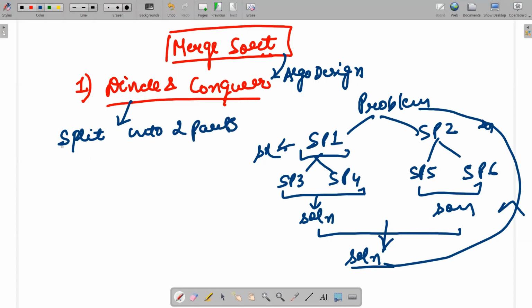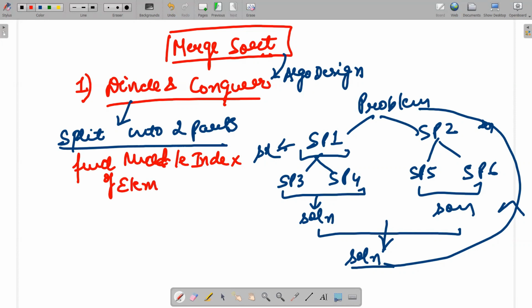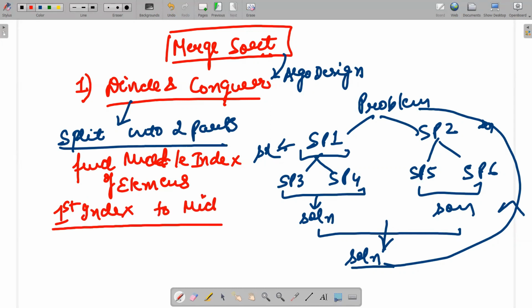The very first important point to notice is it will find the middle index of elements. Then it will divide in such a way that the first index to middle is the first subpart of the problem, and the second subpart is middle plus 1 to the last index.